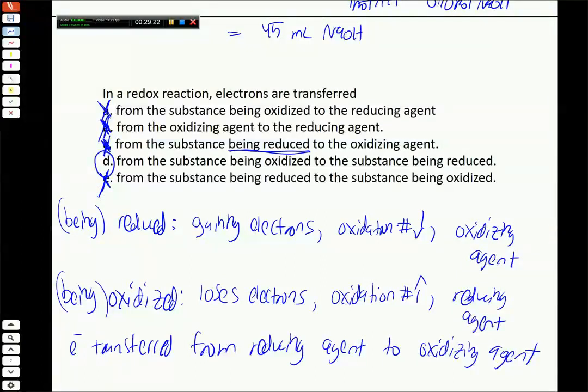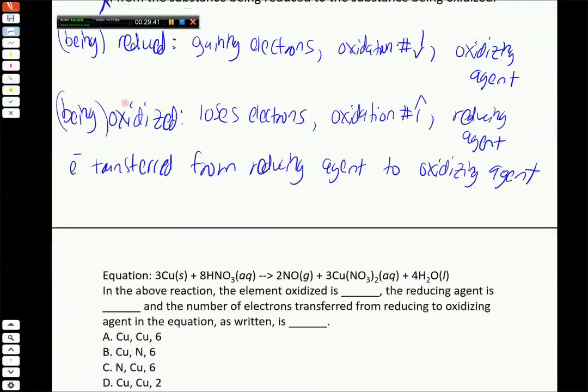So there's a few different ways of saying the same thing in these types of equations. Being oxidized means it's the reducing agent. Being reduced means it's the oxidizing agent. It gets a little bit confusing at times, but you just want to think about the terminology and learn it well so that you can answer questions like this.